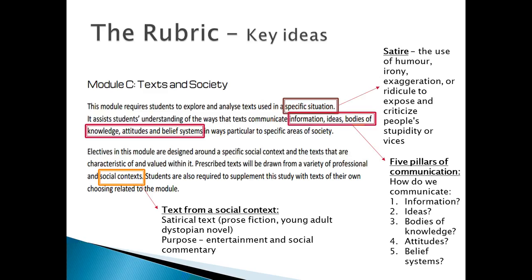Finally, we're looking at what context our text is drawn from. And ours is a social context. It's a satirical prose fiction young adult dystopian novel. The purpose of it is to entertain, therefore it is a social text as opposed to a professional text.